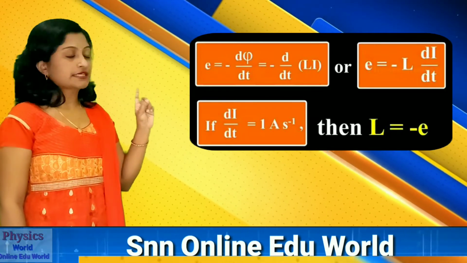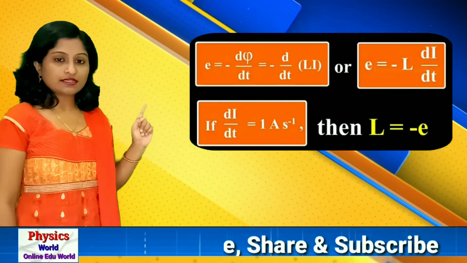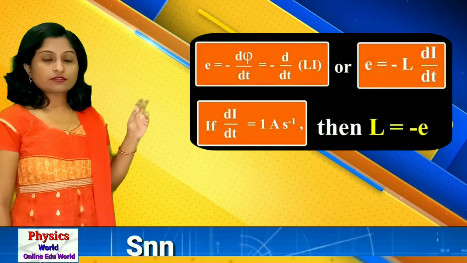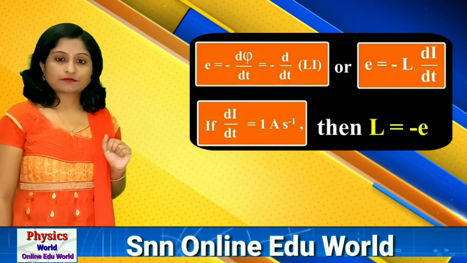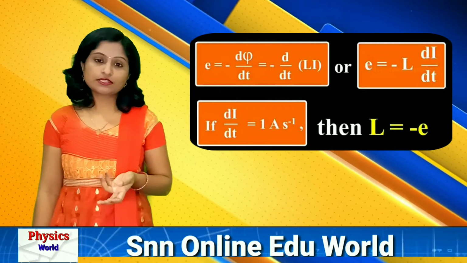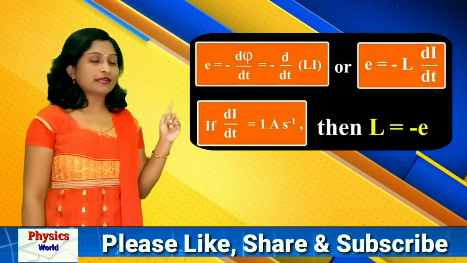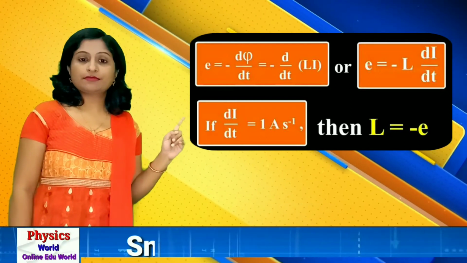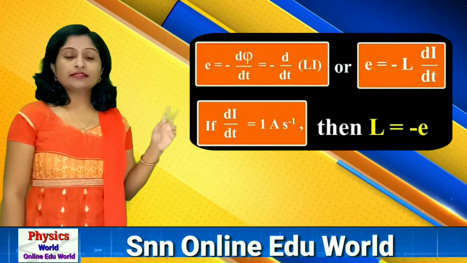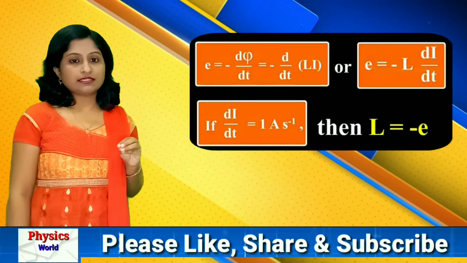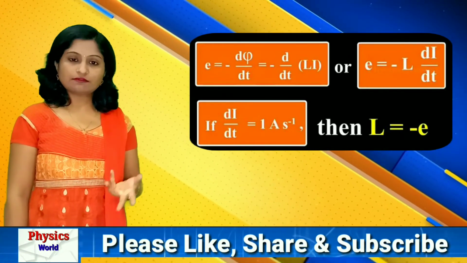So what is the next step? It is minus L di by dt, the rate of change of current with respect to time. Now let this rate of change of current be 1 ampere per second. Means di by dt, let it be 1 ampere per second. Then what is the value of L now? L will be minus E, or E is equal to minus L, and vice versa.